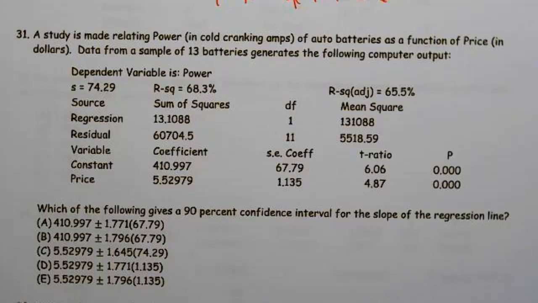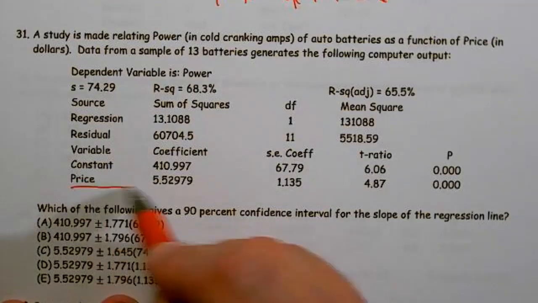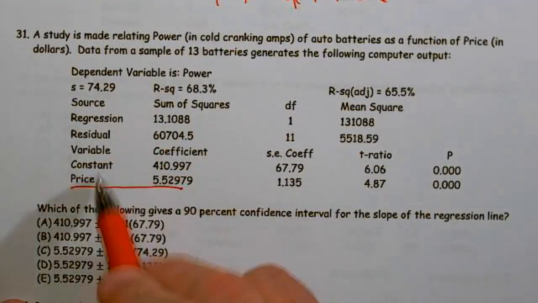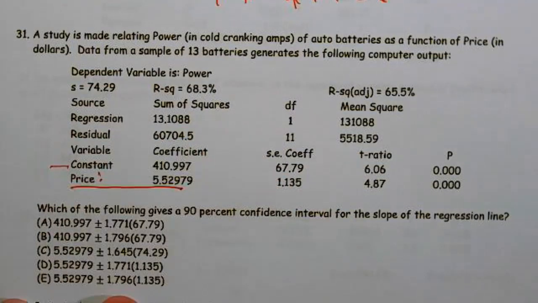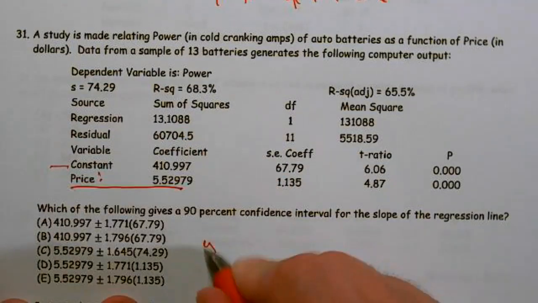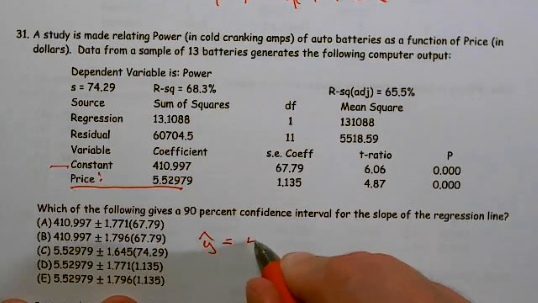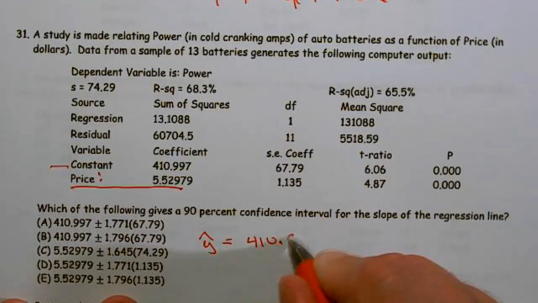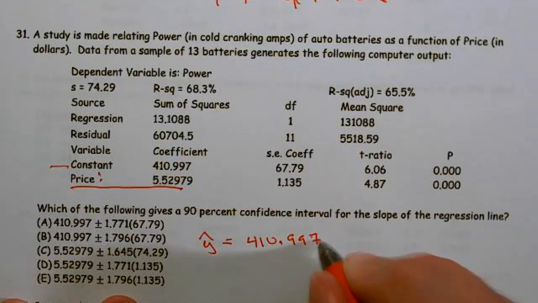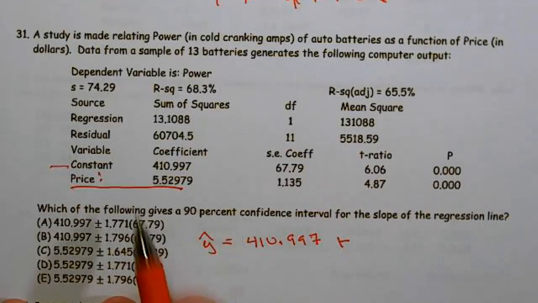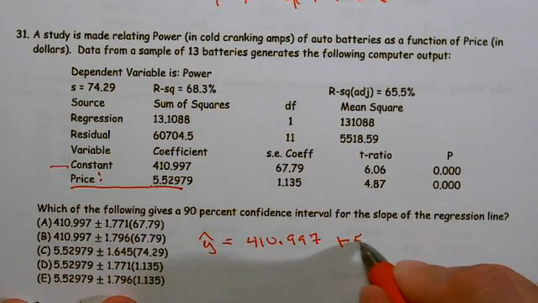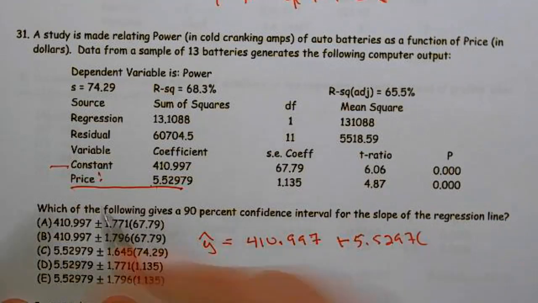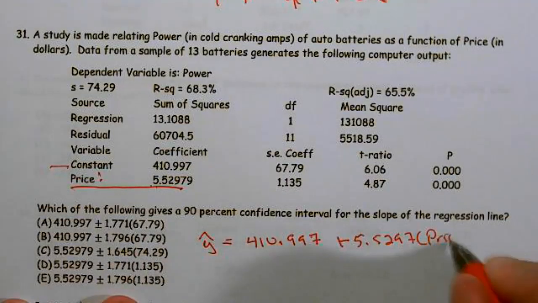So first off, this right here, here's my Y, the constant tells me my Y-intercept. So y hat equals 410.997 plus, this is my slope, 5.5297, and price is my x variable.